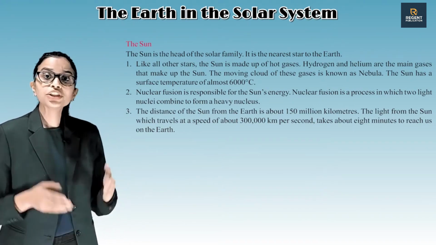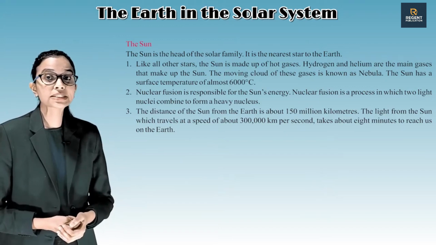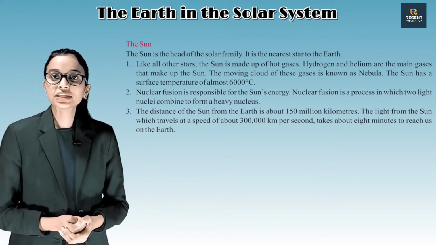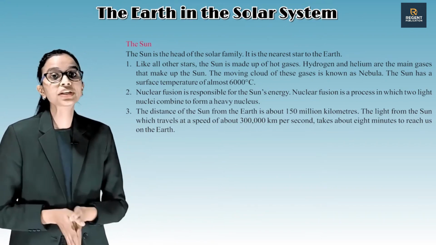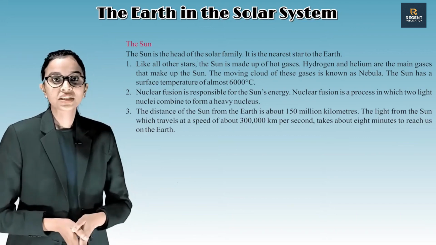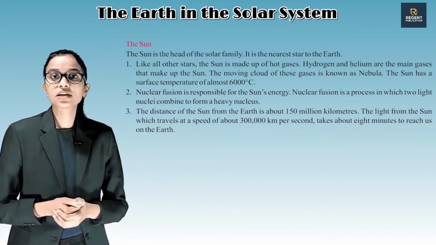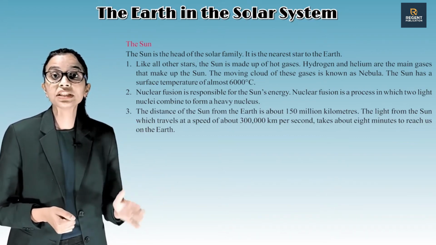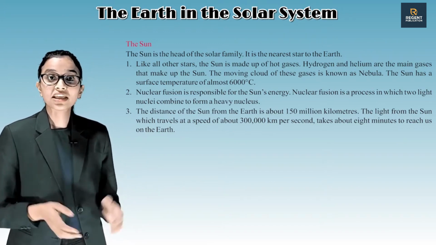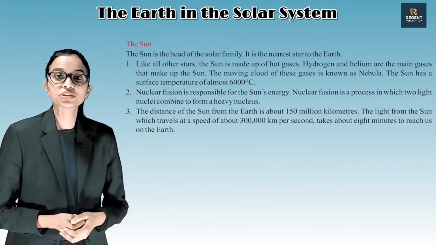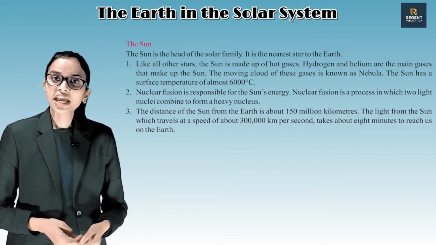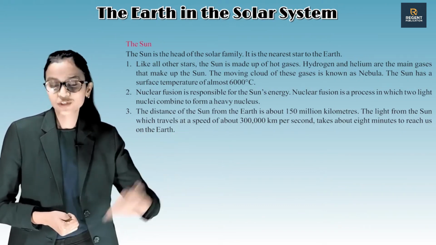Second, nuclear fusion is responsible for the sun's energy. Nuclear fusion is a process in which 2 light nuclei combine to form a heavy nucleus. Third, the distance of the sun from the earth is about 150 million kilometers. The light from the sun, which travels at a speed of about 300,000 kilometers per second, takes about 8 minutes to reach us on the earth.